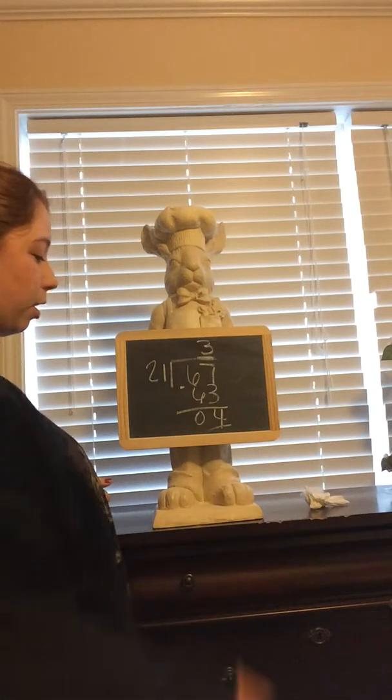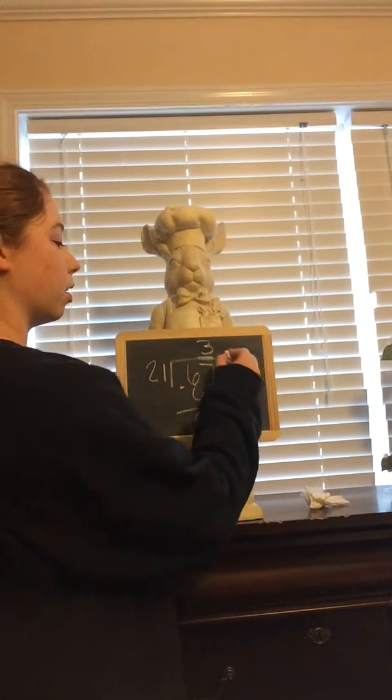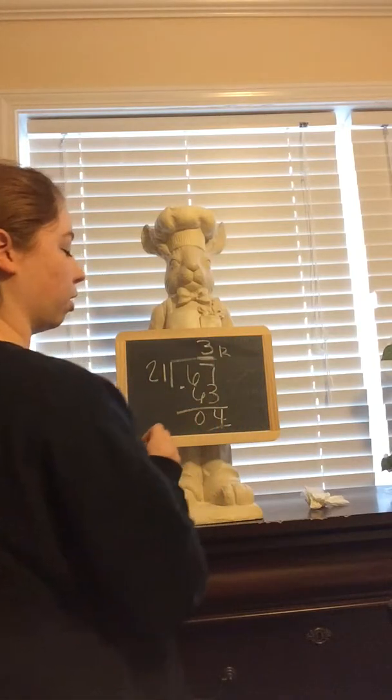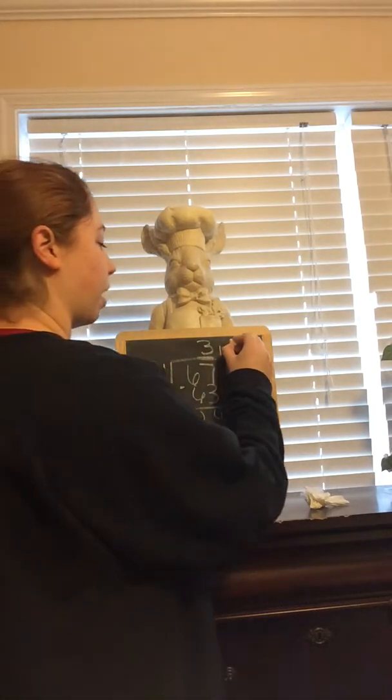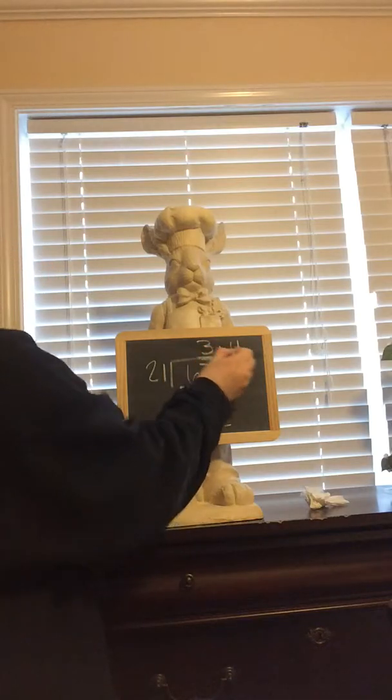4 is our remainder. So now what you do with that 4 is you make an R, a tiny r. I made it a little big. Remainder 4. So our answer is 3, remainder 4.